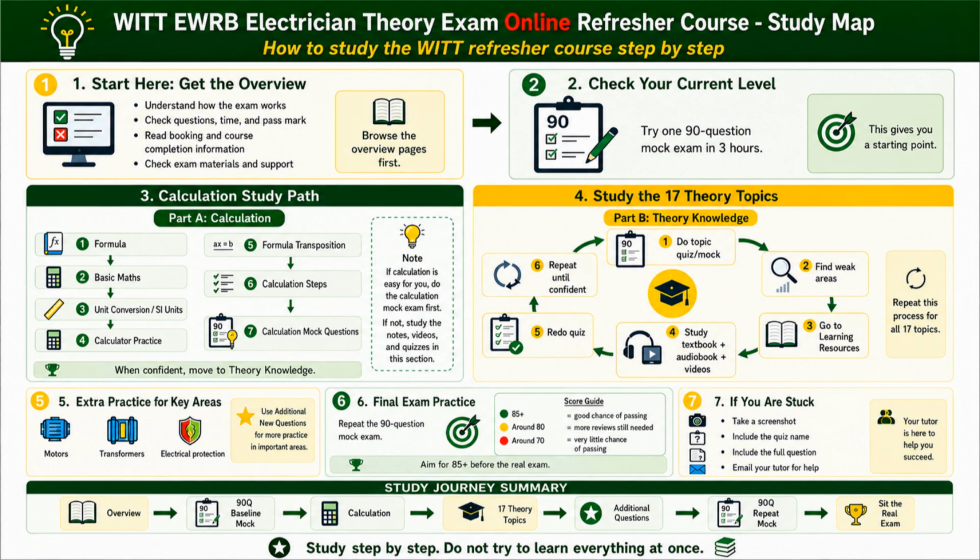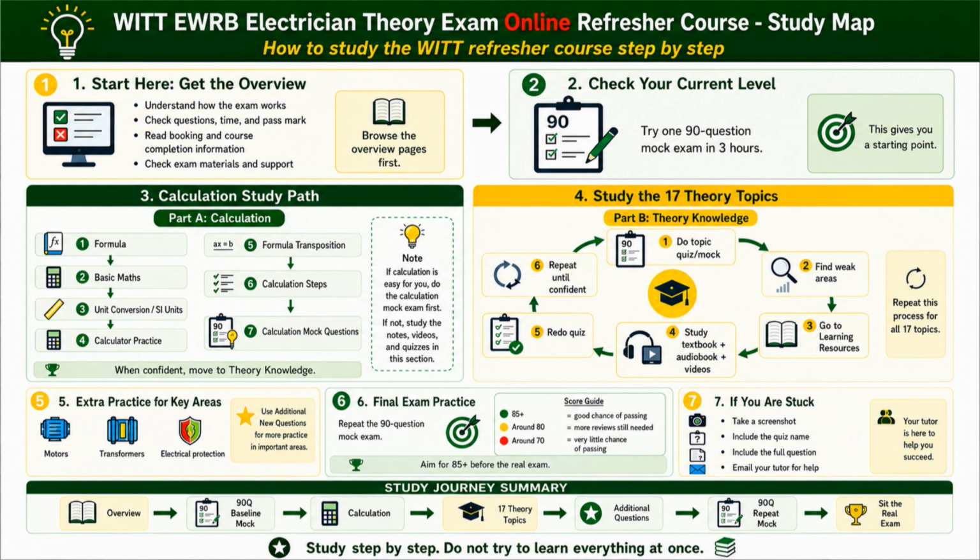Do not skip the basic parts because many calculation mistakes come from simple things such as wrong calculator mode, wrong unit conversion, or using the wrong formula. When you are confident with the calculation part, move to the theory knowledge part. The theory knowledge part covers the 17 EWRB theory topics.